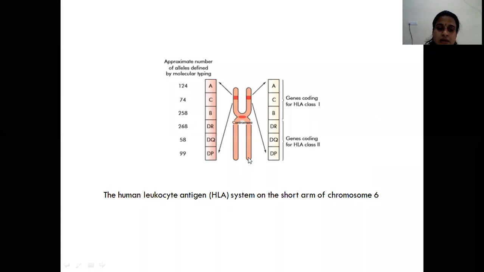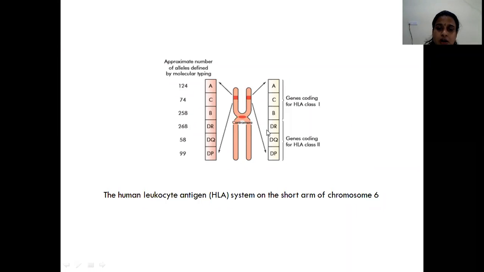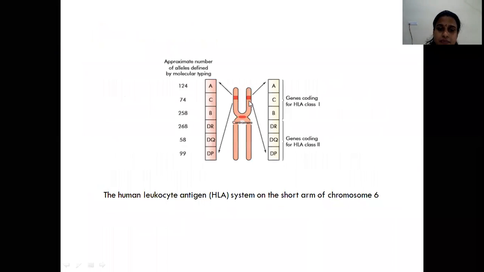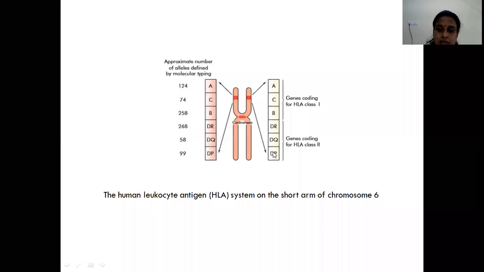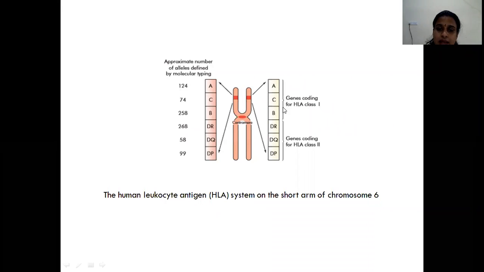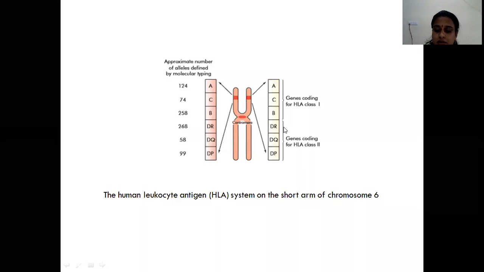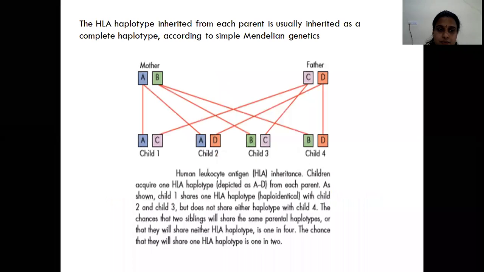See, this is the HLA system on the short arm of chromosome 6. Class 1 is under A, B, and C. Class 2 genes coding are under DR, DQ, and DP. For us, in transplantation, A and B is important, and class 2 DR is important to be matched.